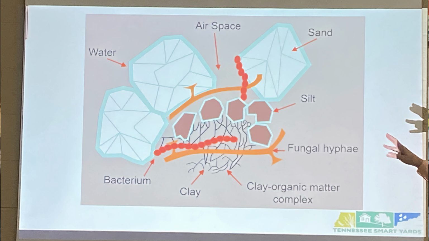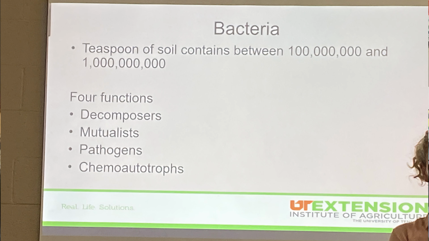This is a diagram. It just shows water, airspace, sand, silt, fungal hyphae, bacterium, clay, organic matter. Bacteria. A teaspoon of soil contains between, I think that's 100 million and 1 billion. 4 functions: decomposers, mutualists, pathogens, and chemoautotrophs.